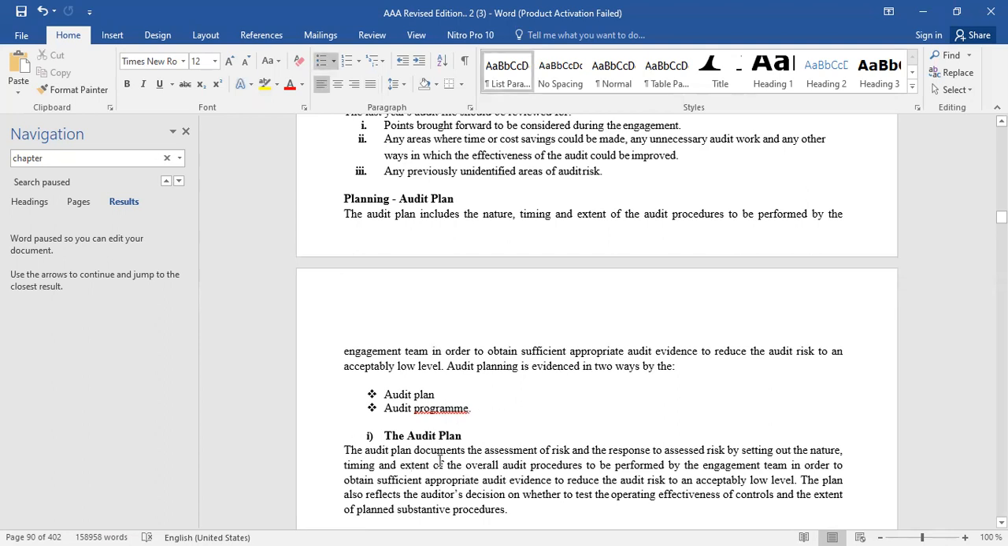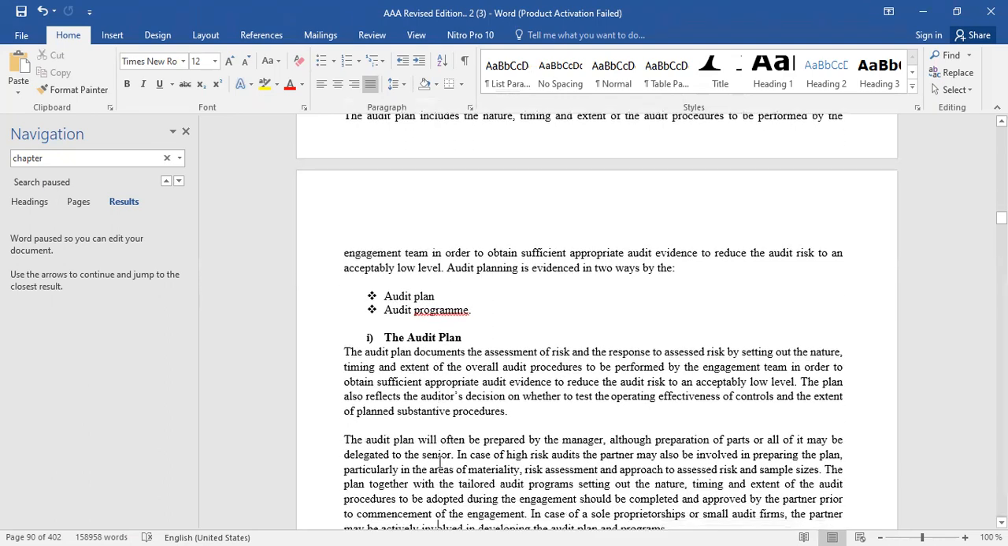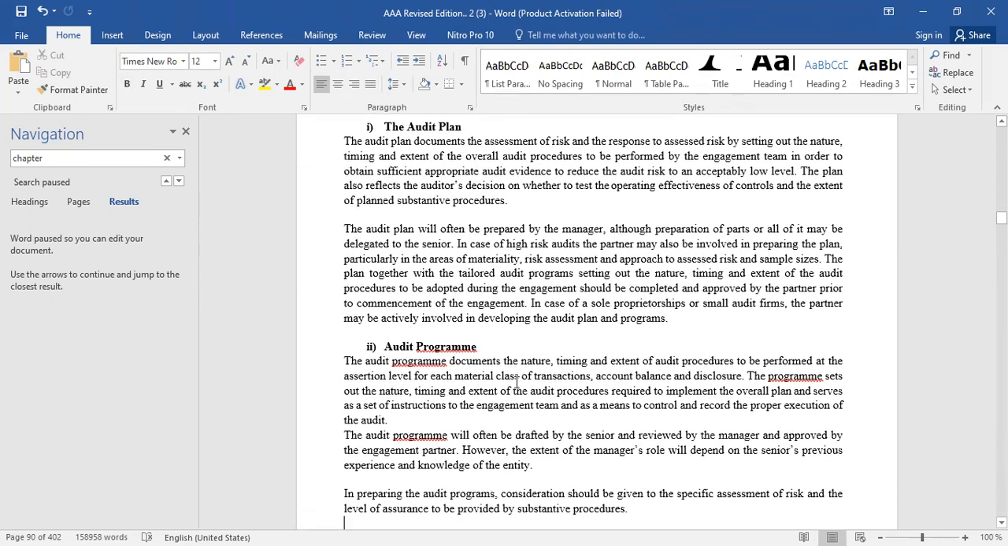Now, let's look at it. I defined audit program somewhere. The audit program documents the nature, timing, and extent of the audit procedures to perform. What is important here is the audit procedures to be performed at the assertion level for each material class of transactions, like I've given the example of PPEs. For each material class of transactions or account balances, the program sets out the nature, timing, and extent. So you can know that I'm going to check this one at what time. If it is PPEs, I will start like this. This is how I'm going to look at it.